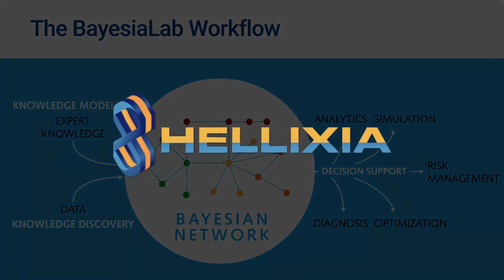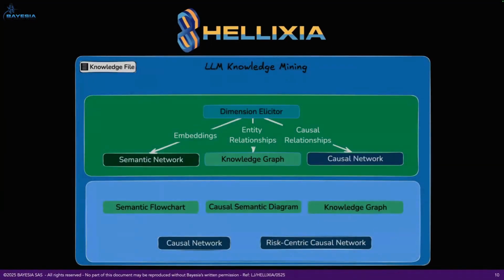Now let's focus a little bit on Hellixia, even though it's not the main topic of today's webinar, but it's quite important. We have different ways to use Hellixia. The first set of functions is called LLM knowledge mining. It's based on using the knowledge that is captured or encoded in the deep neural networks of the LLM engine to create graphs. So we can use a dimension elicitor, a feature that allows us to identify the important dimensions we need to include in our model. Then, once we have these dimensions, we can create embeddings and machine learn semantic networks with BayesiaLab.